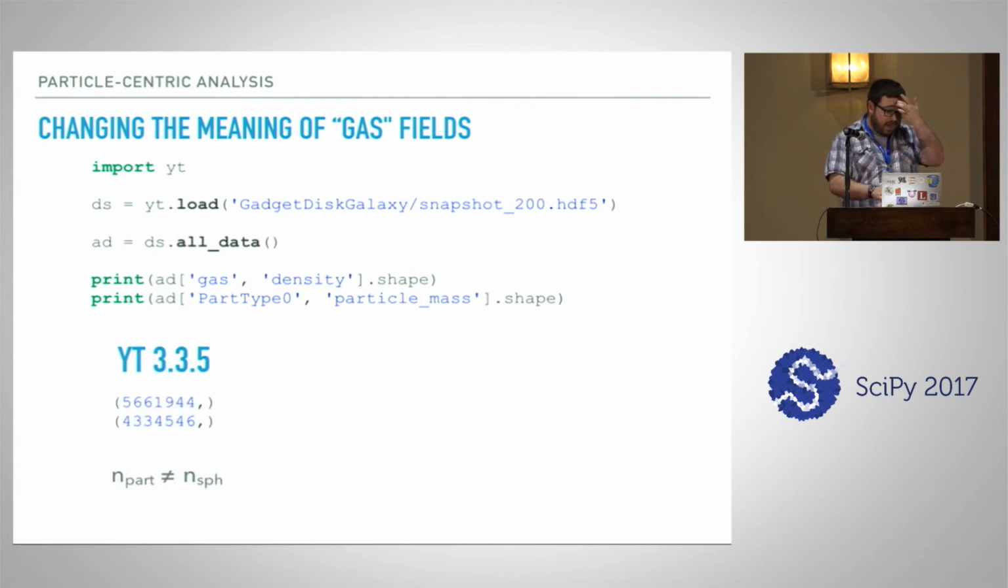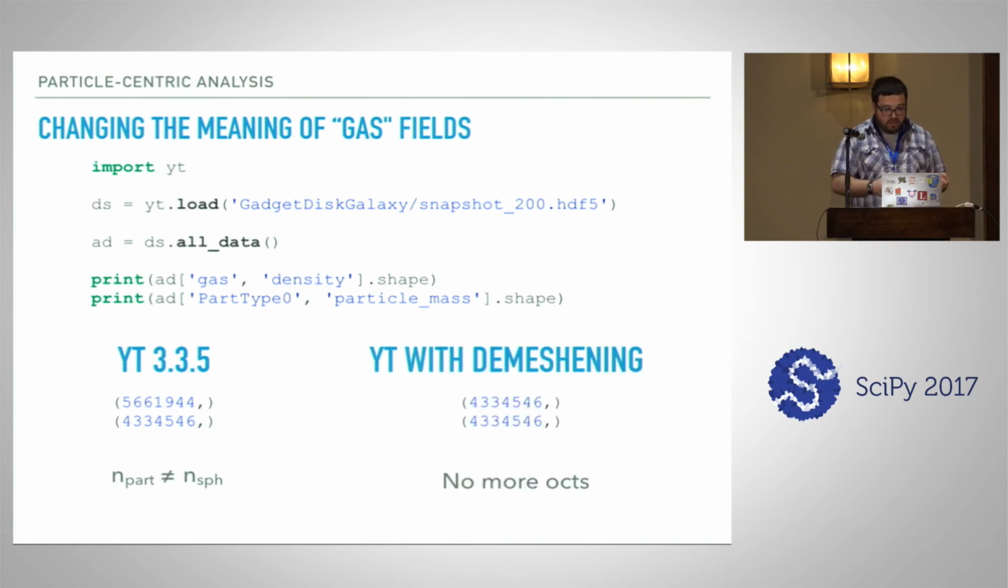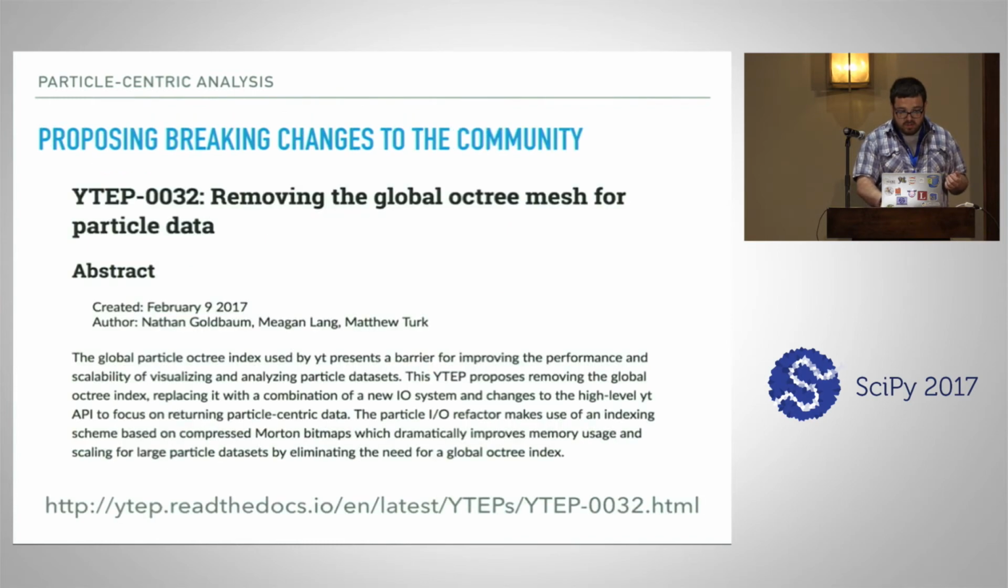In YT 3.3.5, if we ran this script, we'd get the results on the left. The number of gas density data elements, that is the number of octree leaf nodes, is some large number. And if we ask for the number of particles, we get a different number. These two things aren't the same. Whereas in the demeshening version of YT, those two numbers are the same. The gas density is defined at the locations of all the gas particles in the simulation. So this is a big change.